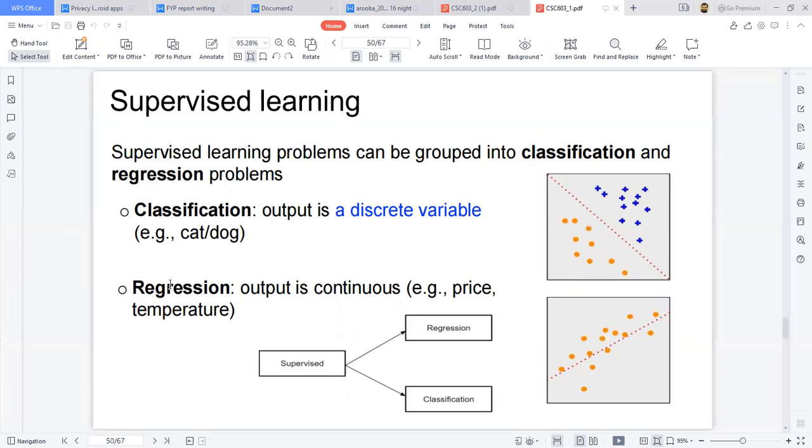For example, temperature will be some number, maybe like 22 point something, 32 point something. Price can go from $1 to maybe millions of dollars. So there are a lot of continuous values, and then we will apply regression. Otherwise, if it is categories like cat, dog, yes or no, email is spam or not, then we will apply classification.